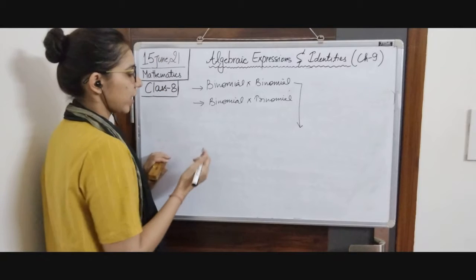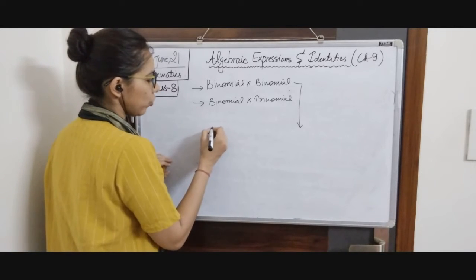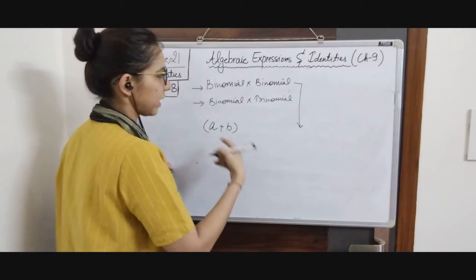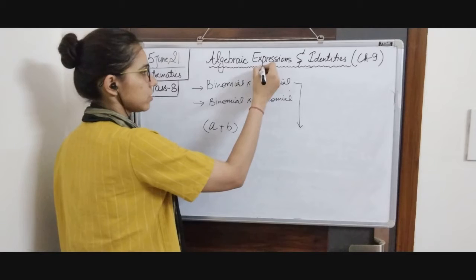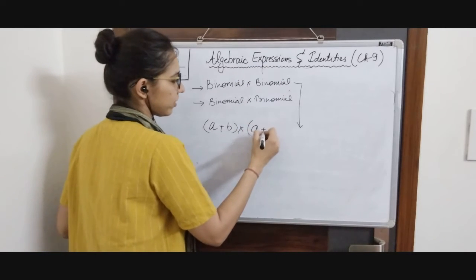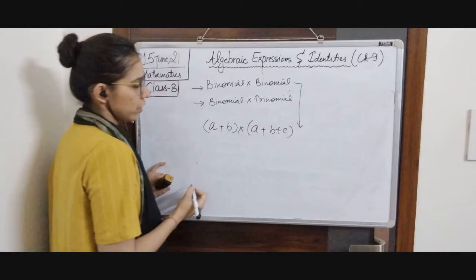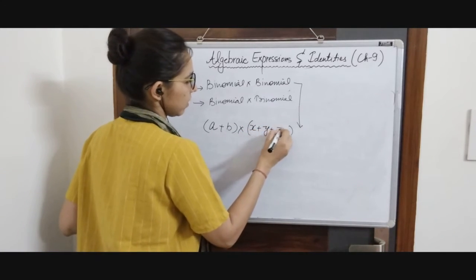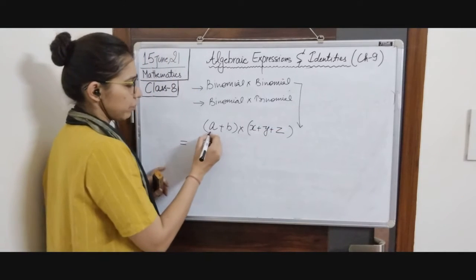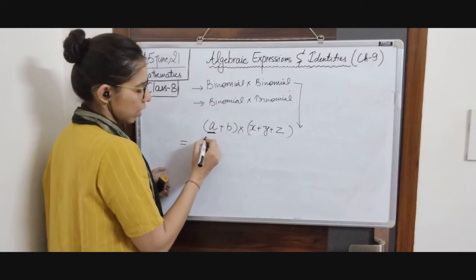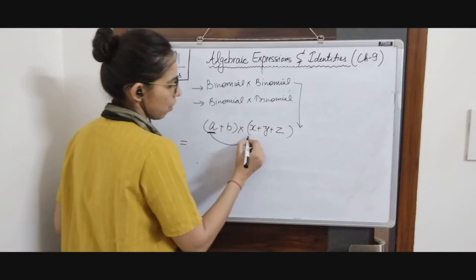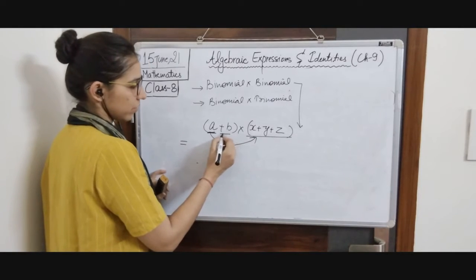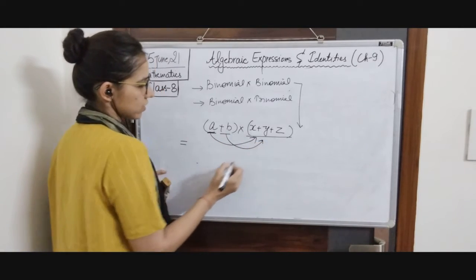Similarly, if we have a binomial and a trinomial, we will write the binomial first, even if it is given later on as the second expression. Suppose our trinomial is a plus b plus c, or maybe x plus y plus z. We will multiply the first term of the binomial with the whole trinomial, then the second term with the whole trinomial.